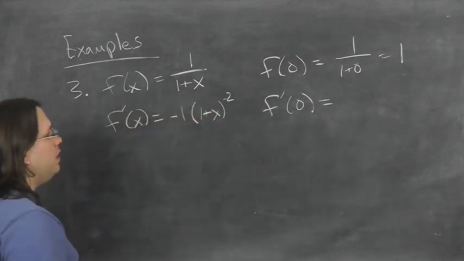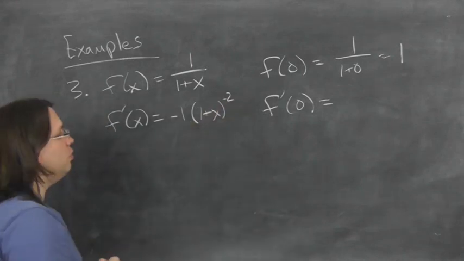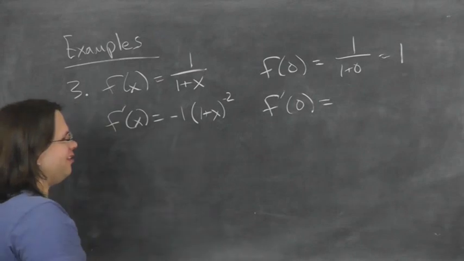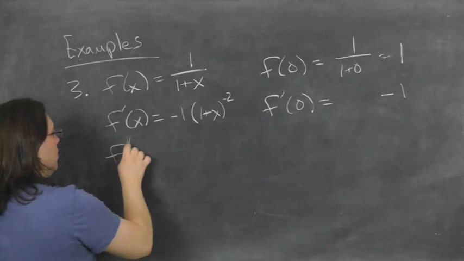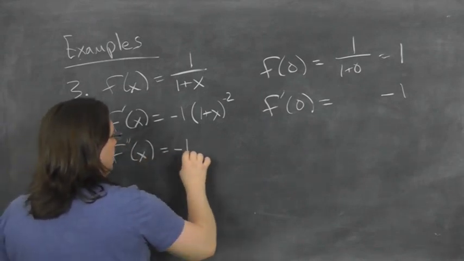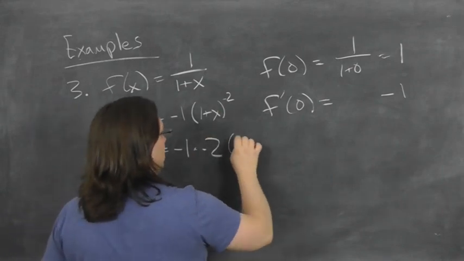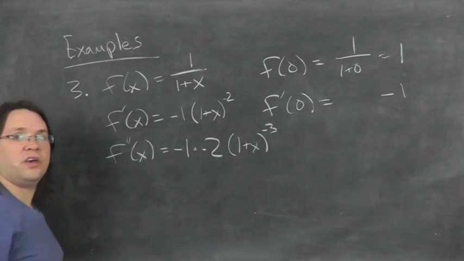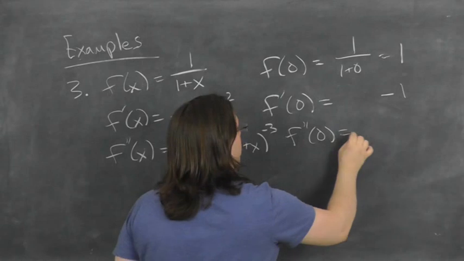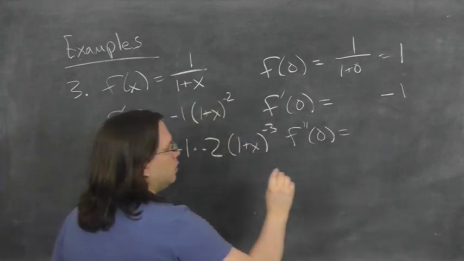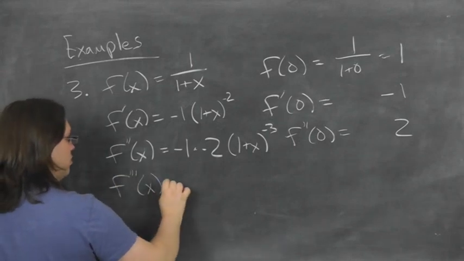If I plug in 0 here, you can see that this will be 1 plus 0 to the minus 2. So that's 1 over 1 plus 0 squared. So that's still going to be 1. And we just get a minus 1. What about the second derivative? Well, there's a minus 1 times minus 2 times 1 plus x to the minus 3. So you can see then that the second derivative at 0 is just minus 1 times minus 2, which is 2. We'll do one last example, which is the third derivative.